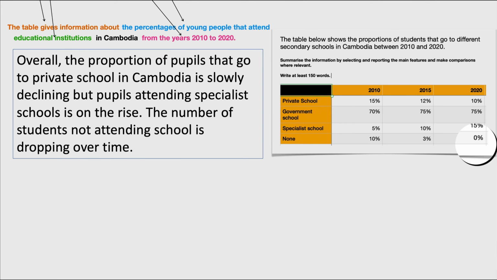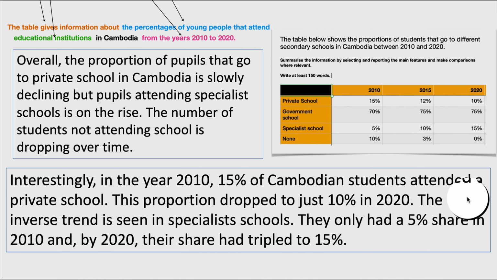The table is also pretty similar. We have our introduction and our overview. Interestingly, in the year 2010, 15% of Cambodian students attended a private school. Okay, there we go, 15% in 2010, private school. This proportion dropped to just 10% in 2020. Okay, so we see a drop. The inverse trend, which means the trend that goes the other way, is seen in the specialist schools. They had a 5% share in 2010, and by 2020, their share had tripled to 15%. So they're 5 to 15. Okay, so saying something has doubled or tripled is a good way to show your vocabulary.